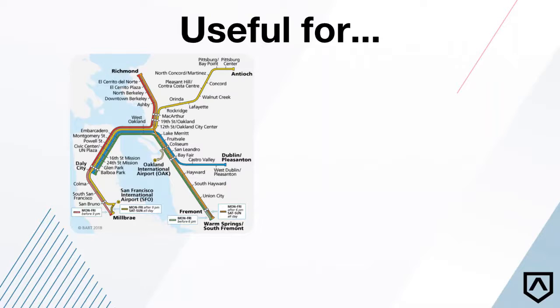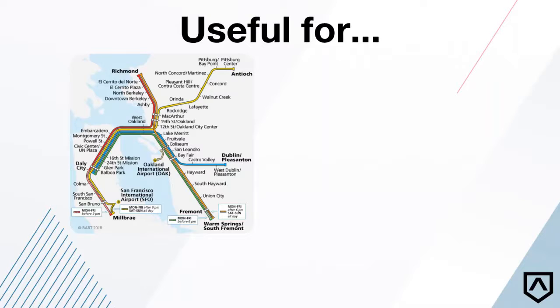So in this example here, we've got the BART line in San Francisco. We can represent all the different possible stops that you could get off at using different nodes. And then the different trains that you could take from one stop to another.